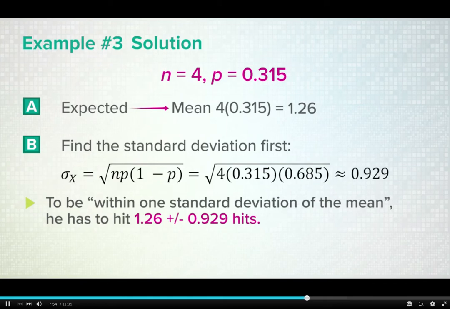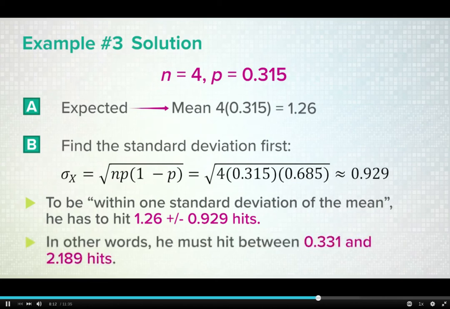Now, where I got those numbers is I took the mean, which is 1.26, and added 1 standard deviation, and I subtracted 1 standard deviation. Because if he's within that range, that means he's within 1 standard deviation of the mean. In other words, he must hit between 0.331 and 2.189 hits to be within 1 standard deviation of his mean.